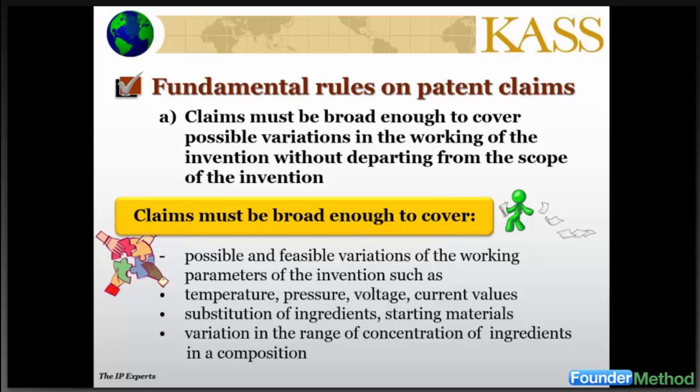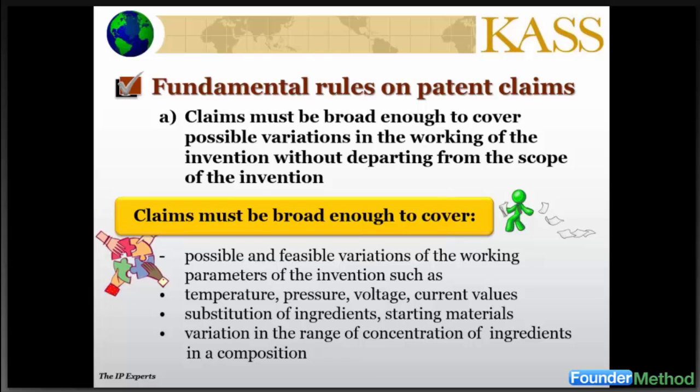What it really means is that when you draft a patent, in academic research, you will really publish what you have done. But for a patent application, you want to claim a broad area of exclusivity. There could be possible variations of the working parameters of the invention. For example, in the field of science, there could be changes in temperatures, pressure, voltage, current values. Ingredients can be substituted, different starting materials can be used, and so on. And all this will be within a range, but they give the same benefits of the invention.